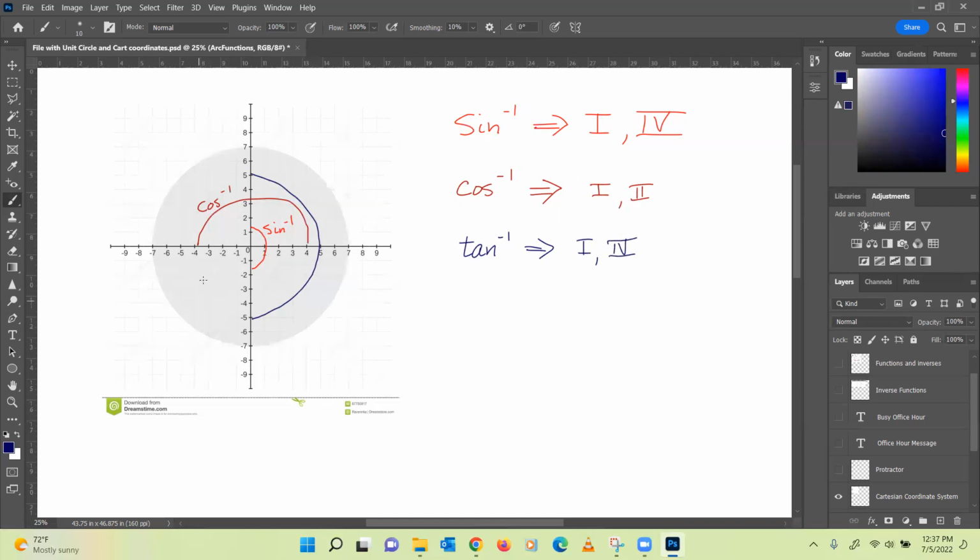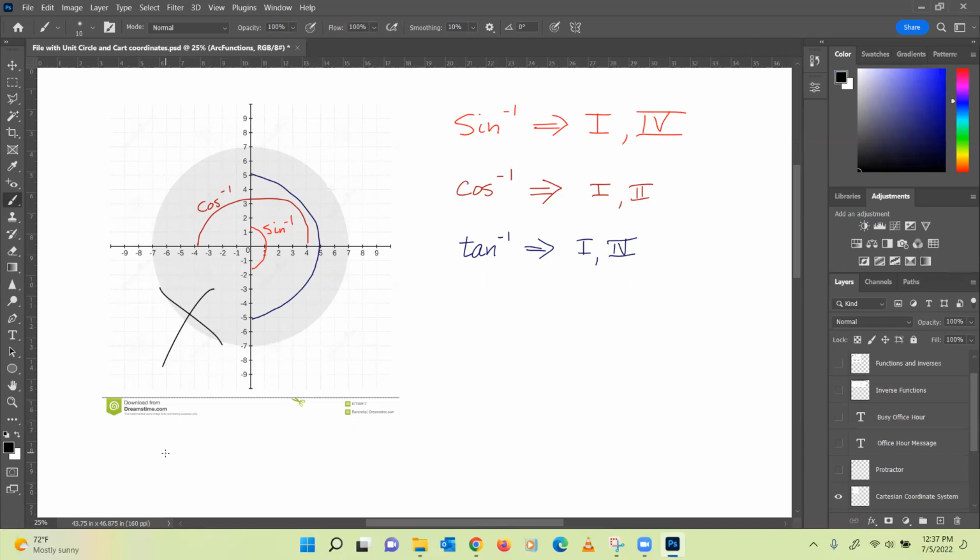Notice none of these show up down here in the third quadrant. So if your angle is a third quadrant angle and you try to use one of these arc functions, you will not get the answer you want. It's limited so that we could get a one-to-one function on our graph, and then our inverse would also be a function. So we have those limitations in place for a reason, but they do exist.